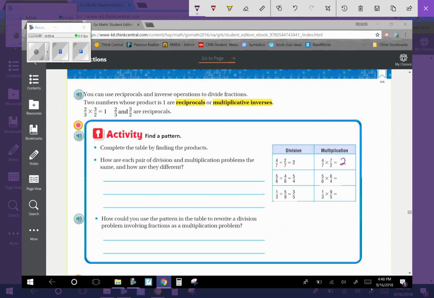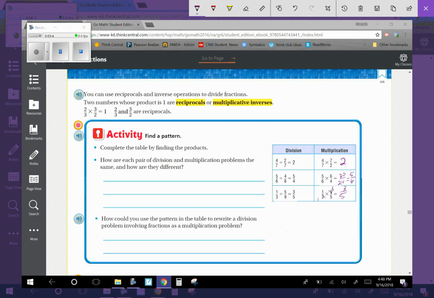5/6 divided by 4/6 equals 5/4. If we have 5/6 multiplied by 6/4, we're also going to get 30 over 24, which equals 5/4. If we take 1/3 divided by 5/9, we get 3/5, or 1/3 times 9/5. If we just simplify, we get 3/5.